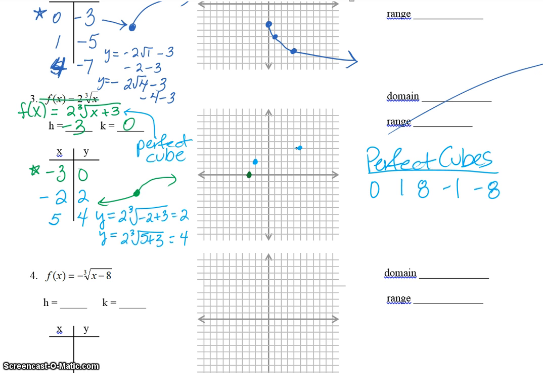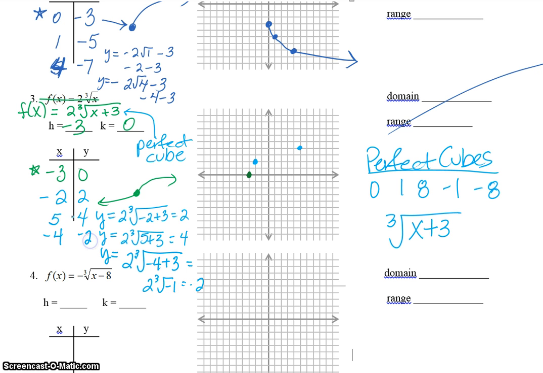All right, so we can see what the right side of this is doing, but we got to get over to the left side, which means I need some of these negative perfect cubes. So how can I make the inside here a -1? How do I make that inside there a -1? That's right, I have to plug in -4. So we have y equals 2 times the cube root of -4 plus 3. Well, that's 2 times the cube root of -1, so that's going to be -2. (-4, -2).